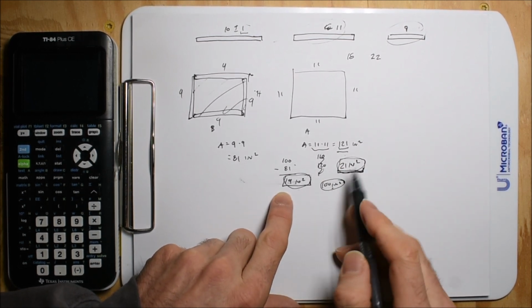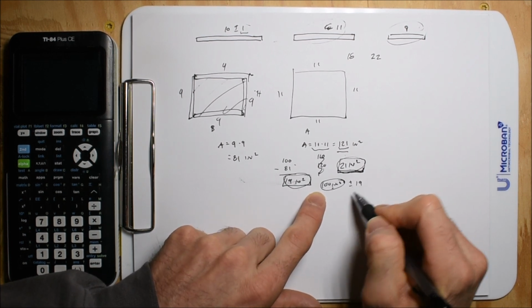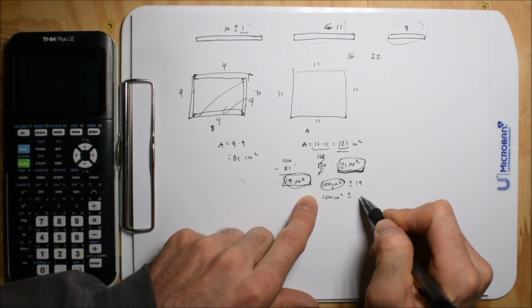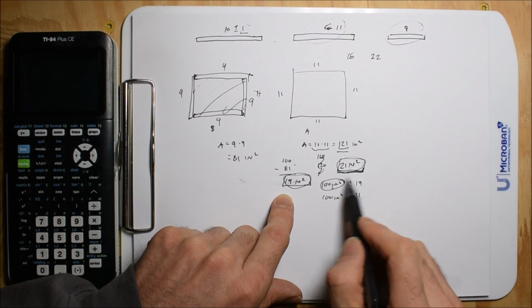Because you get two different values. This is not 100 plus or minus 19, and it's not 100 inches squared plus or minus 21, because one goes to 19, the other one goes to 21 inches squared.